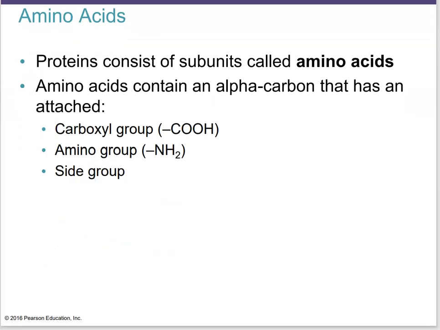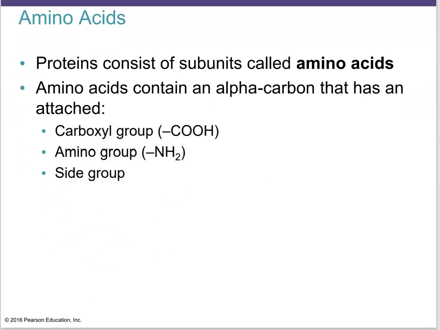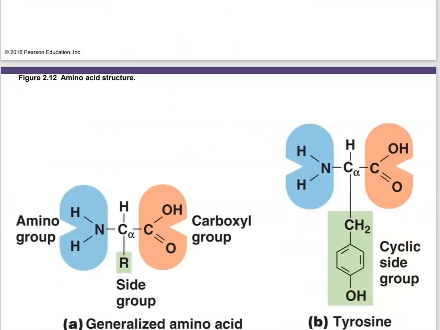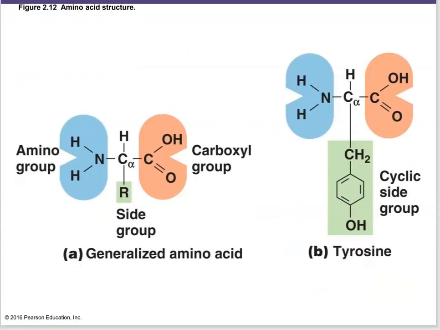So all proteins are composed of amino acids, and these amino acids, as the name indicates, have an amino group and a carboxylic acid group. This organic acid group gives the name amino acid. And then in the middle carbon, you have a side chain attached. So here is your generic amino acid.